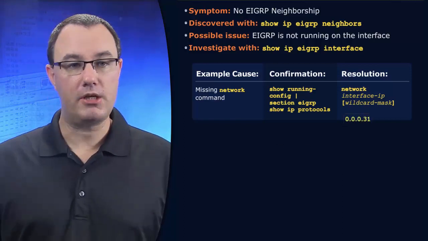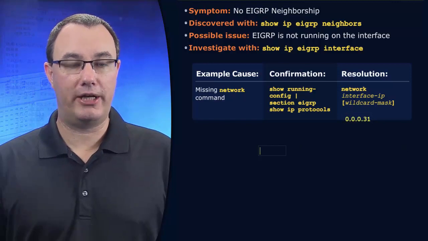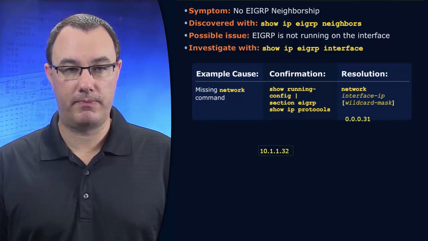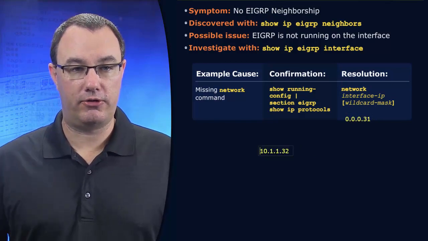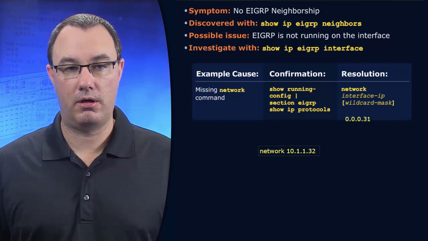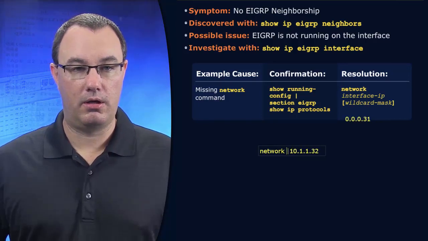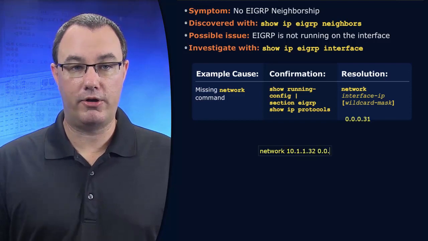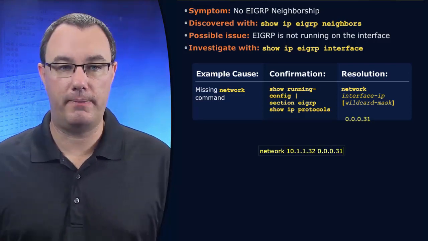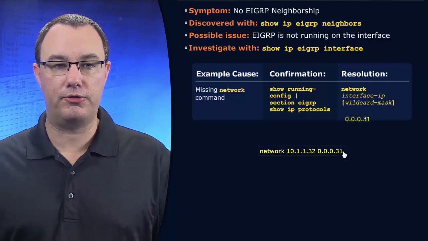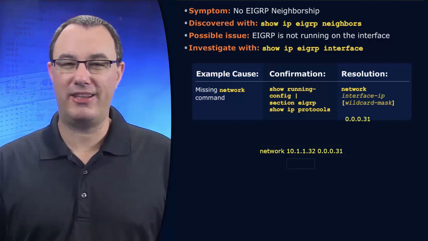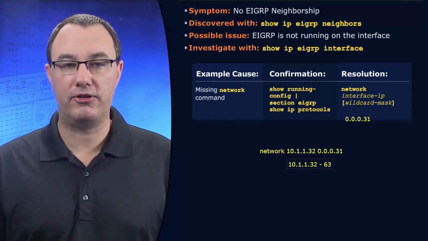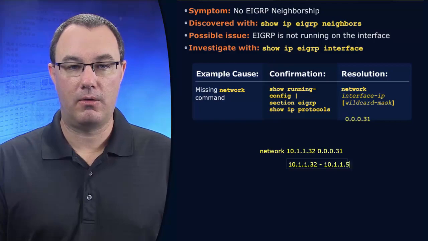But if you see something that would maybe be a little bit more challenging, like a 0.0.0.31, let's say we are looking at an interface, and let's say this is my subnet in question. And this is actually my network statement, network, and my wildcard mask is .31. This would be hard to read for most people, but what you can do is you can just say that's a range that is 32 through 63. How did I get that?